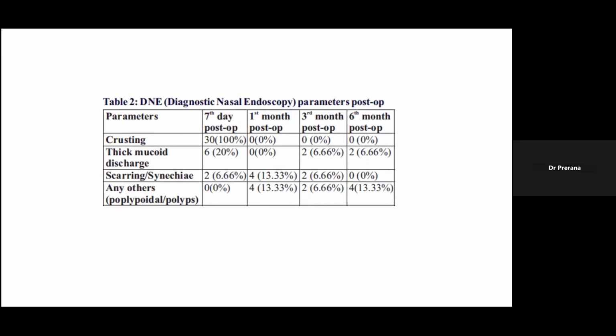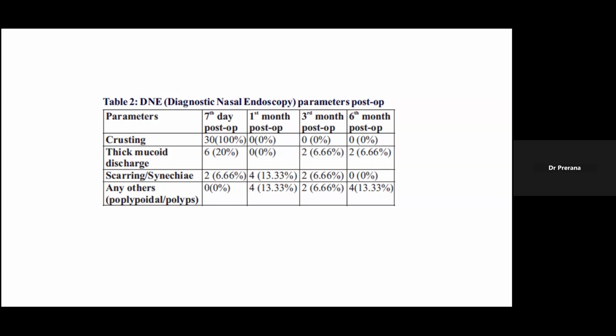This table shows diagnostic nasal endoscopy post-operative. The parameters we considered for DNE were crusting, thick mucous discharge, whether there is scarring or synechiae formation, or any other findings which we included, the polypoidal changes or polyps. This in turn was recurrence of polyps.